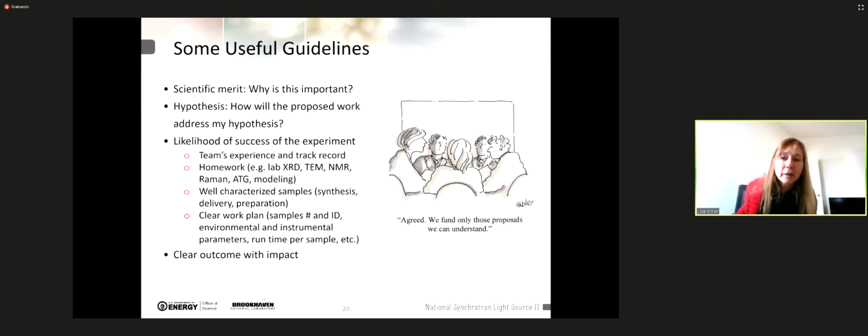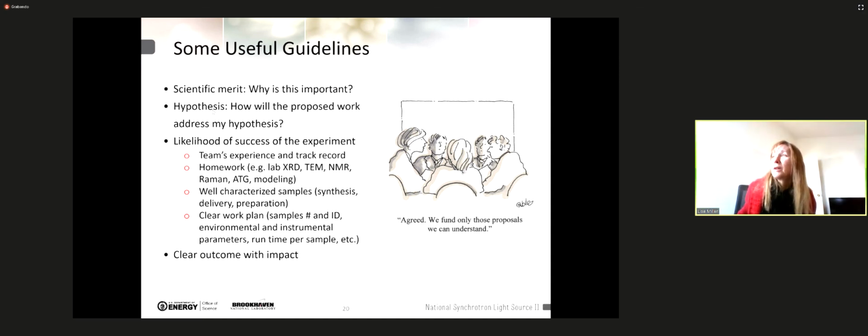All right, so I will just close with some useful guidelines and then some pitfalls, and I'll take any questions if you have them. The first thing is some useful guidelines when you're talking about the scientific merit. That's the most important criterion that gets reviewed. Make sure you explain why this is important, and explain it to the scientist, the non-specialist, and not to a researcher that is into the nitty-gritty details of what you're doing.